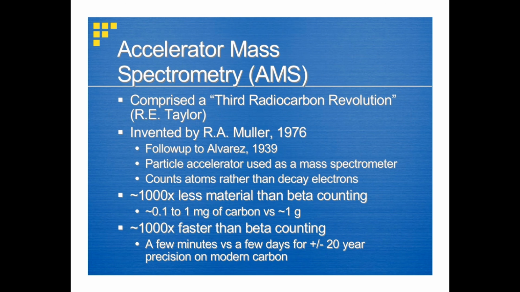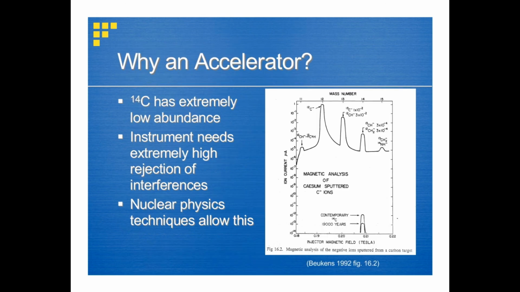What this does is it allows using about 1,000 times less material than Libby's method. We need about 1 milligram of carbon, or even less, versus about 1 gram of carbon for Libby's method. And in addition to that, it's about 1,000 times faster. So this made a lot of things possible that were not possible before.